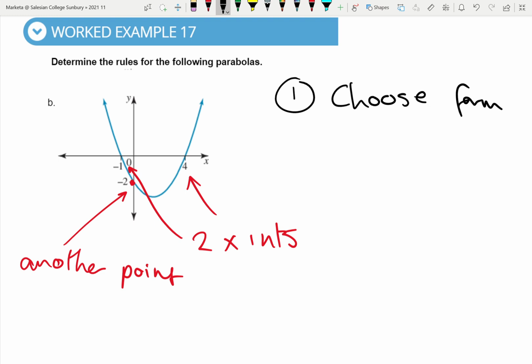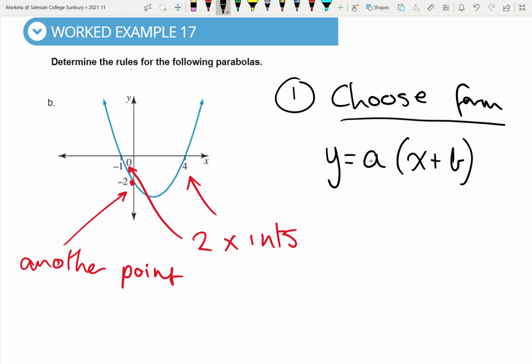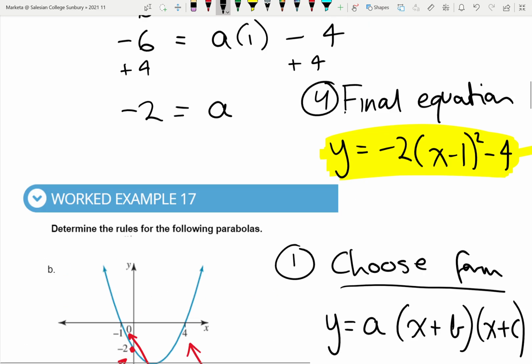we can say this is x-intercept form because we've got the two x-intercepts. So we'll say y equals a. A is again our dilation, and it will take into account whether we've got a reflection or not. X, you can now write as you wish, minus b, minus c, whatever. I'm just going to write plus b and x plus c. And I've purposely chosen different values here.